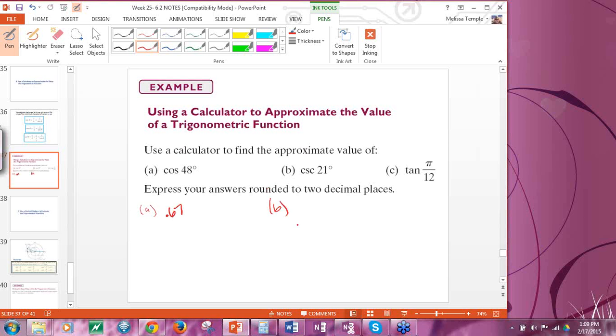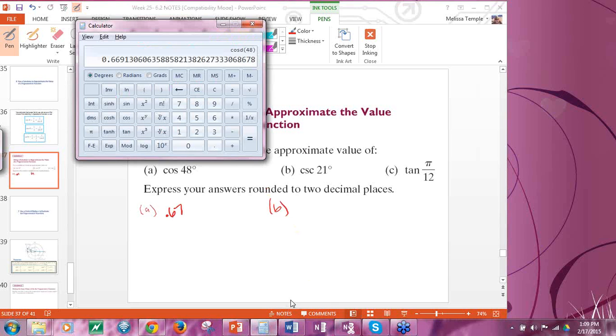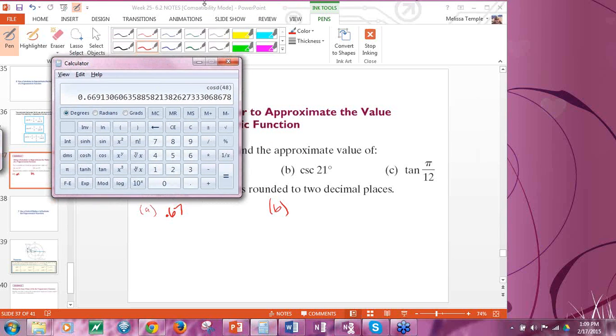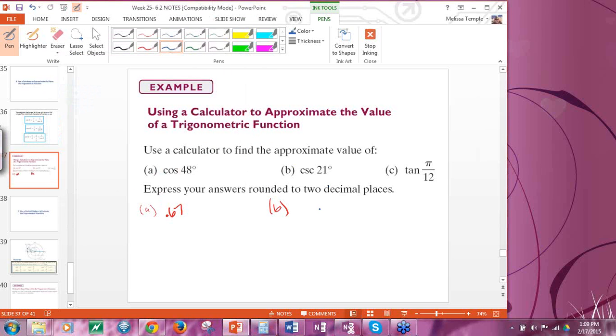So now, cosecant, we don't have a button for that on our graphing calculator or on our scientific calculator. But remember we said cosecant is simply the reciprocal of sine. So cosecant of 21 degrees is equal to 1 divided by sine of 21 degrees. So, still stay in your degrees, Landon and Austin, 1 divided by sine of 21 degrees.